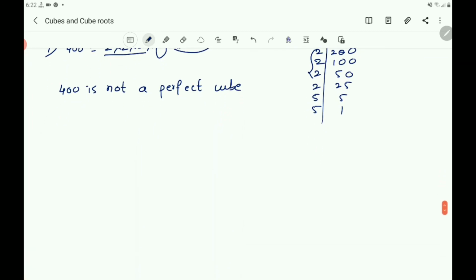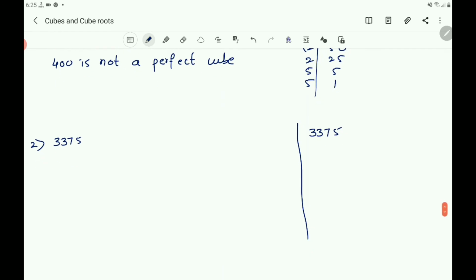Next you take the second one. The second one is 3375. Factorize it. Now you try to divide it by 2. Is it divisible by 2? You know that it is not divisible by 2 because the unit digit is not 0, 2, 4, 6, or 8.